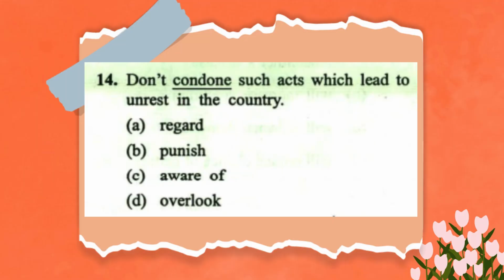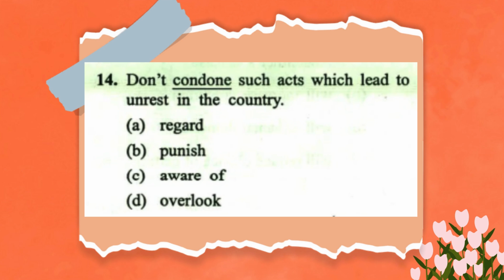Now, look at the question number 14 on your screen. Don't condone such acts which lead to unrest in the country. So in this, we have to find the word that is nearest in meaning to condone. Let's break down these options. We'll use elimination strategy again. First, B option, punish. This means to penalize or give a consequence. This is the antonym of condone. The question asks for the nearest meaning, so this is the incorrect one.